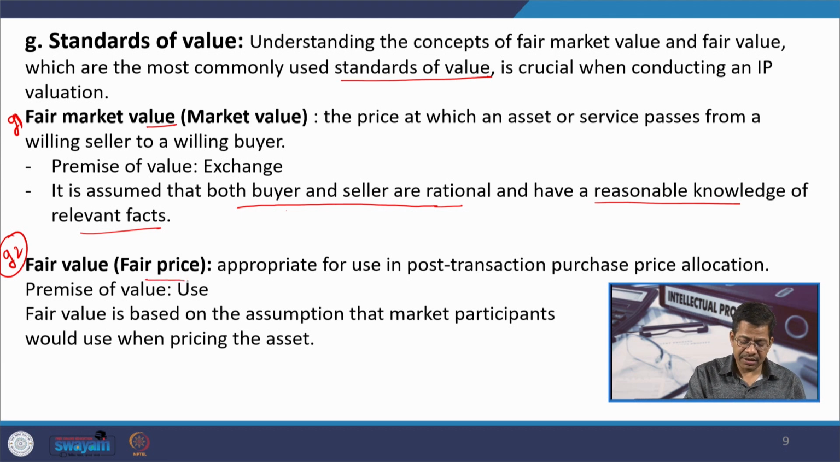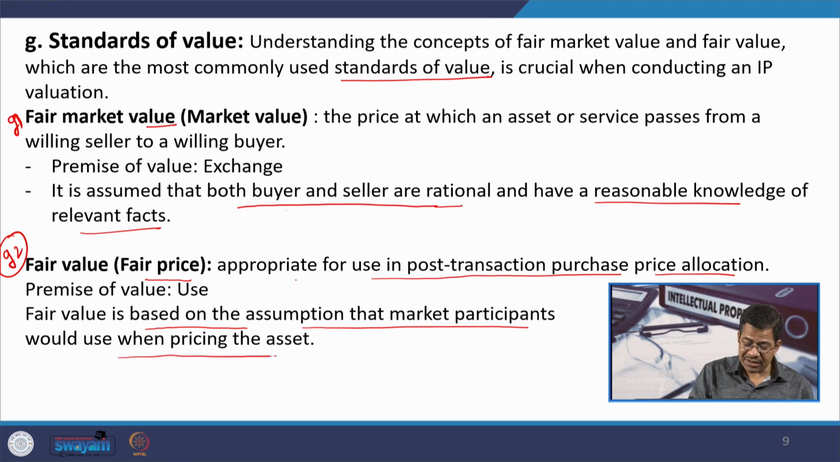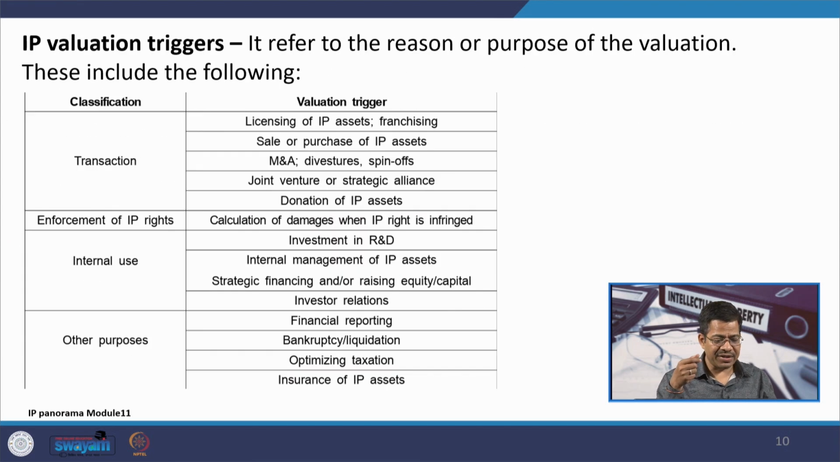The second thing is fair value, appropriate for use in post transaction purchase price allocation, and in this case fair value is used on the assumption of what market participants would use when pricing the asset. So when you are trying to find some kind of price of your asset, at that time you use this fair value option in deciding the value of your IP assets.